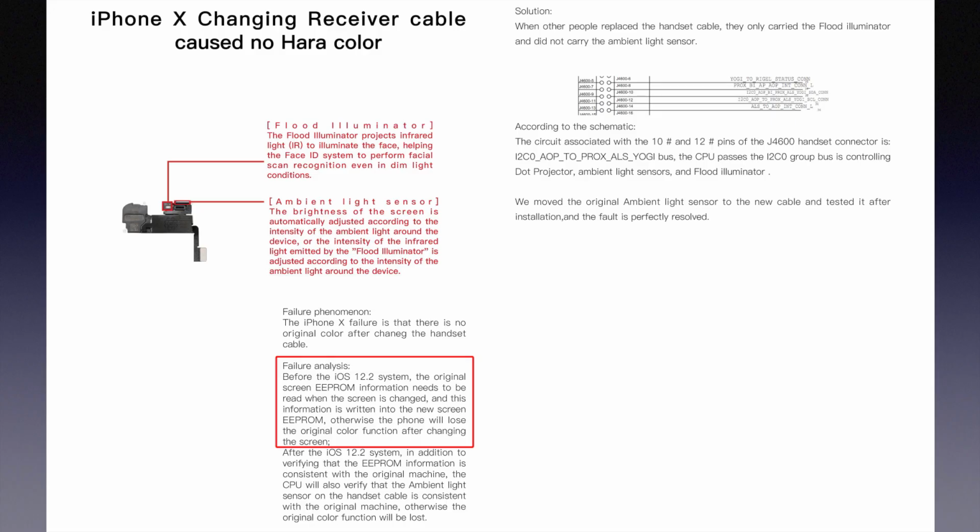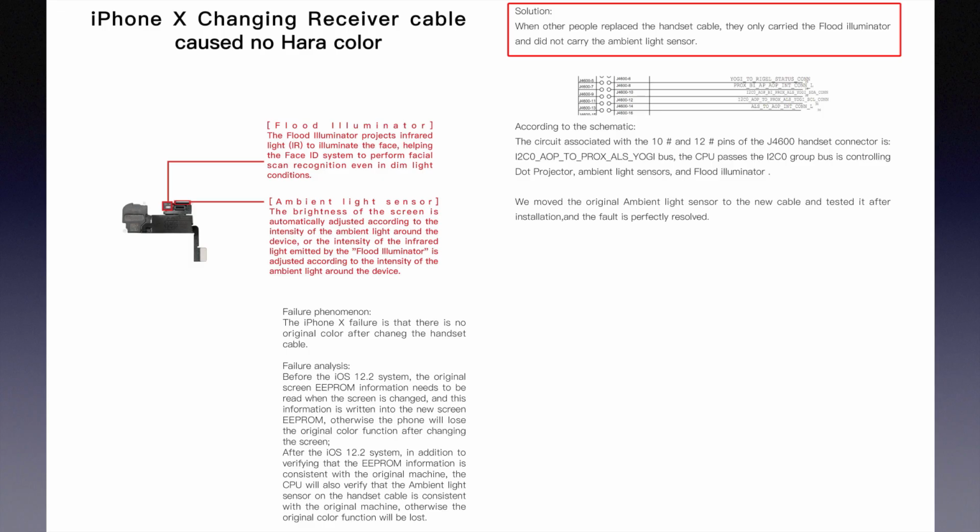Before iOS system version 12.2, the original screen EEPROM information needs to be read when the screen is changed, and this information is written into the new screen EEPROM. Otherwise, the phone will lose the original color function after changing the screen. After iOS system version 12.2, in addition to verifying that the EEPROM information is consistent with the original machine, the CPU will also verify that the ambient light sensor on the handset cable is consistent with the original machine. Otherwise, the original color function will be lost.